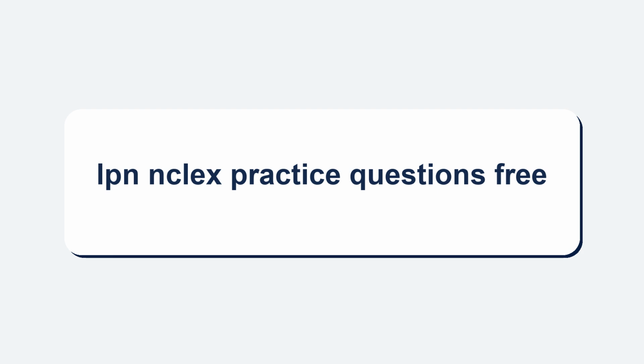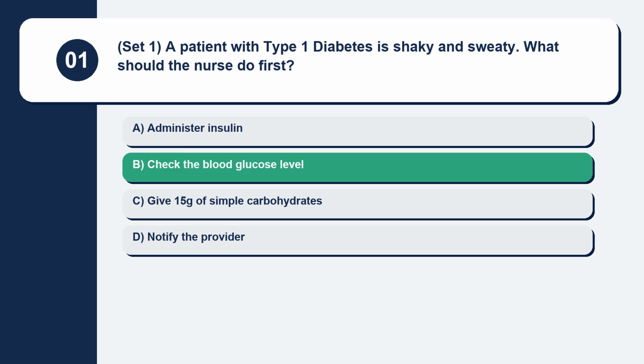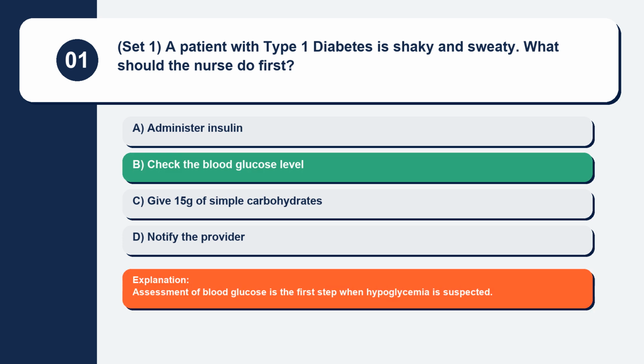LPN NCLEX practice questions, free. Question 1. Set 1. A patient with type 1 diabetes is shaky and sweaty. What should the nurse do first? Administer insulin. Check the blood glucose level. Give 15 g of simple carbohydrates. Notify the provider. Assessment of blood glucose is the first step when hypoglycemia is suspected.